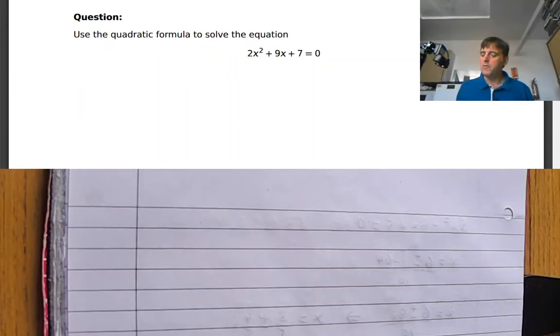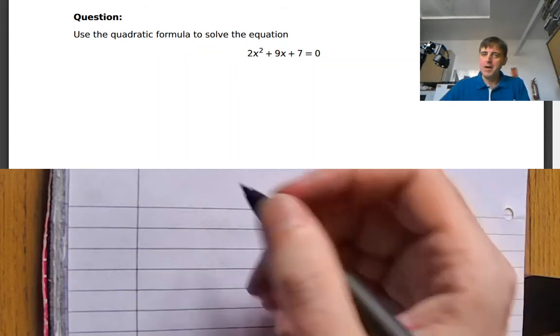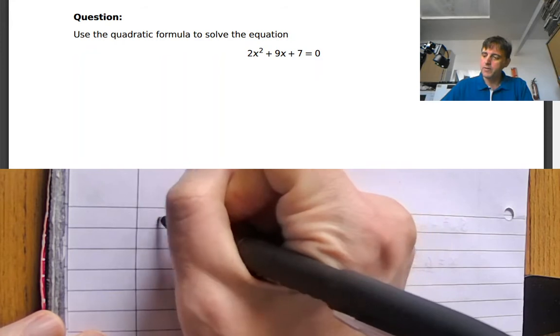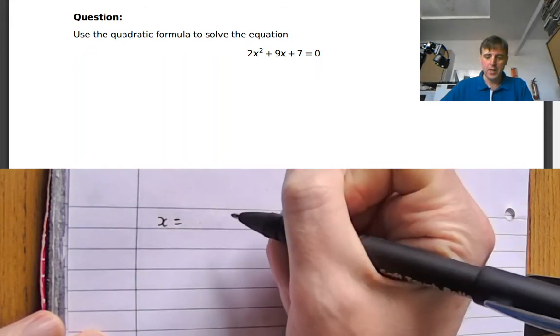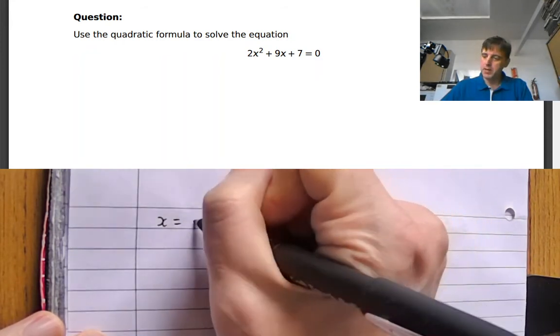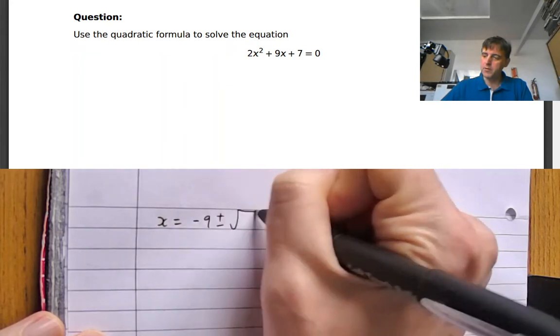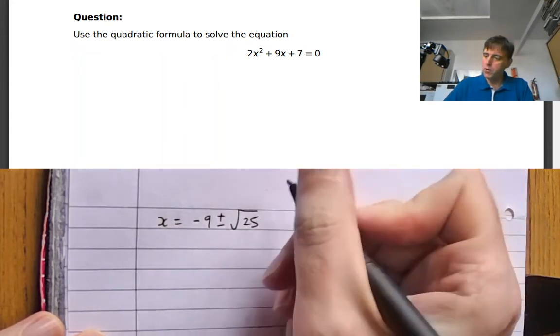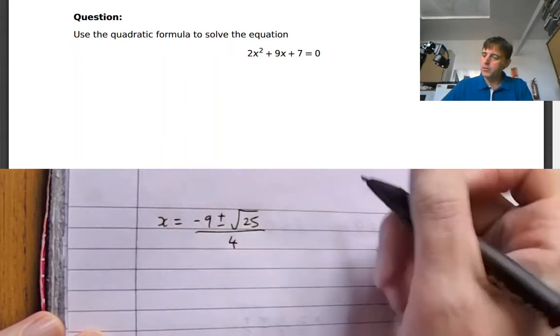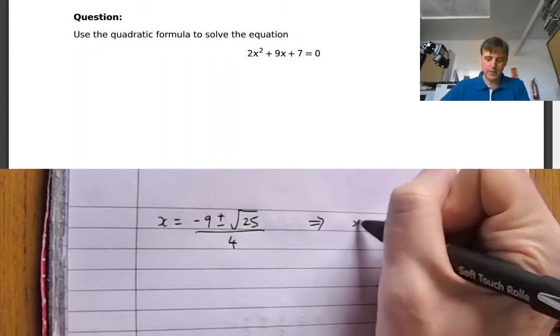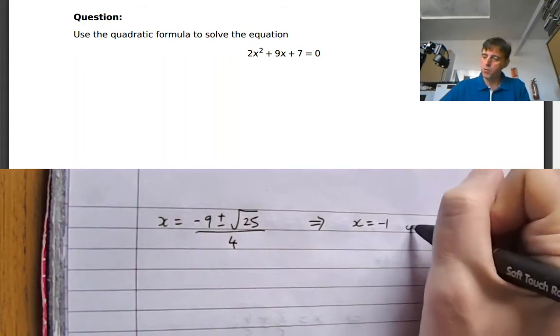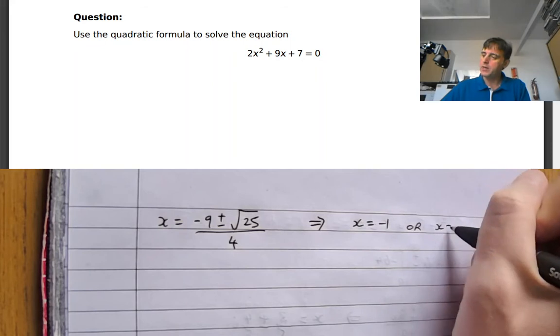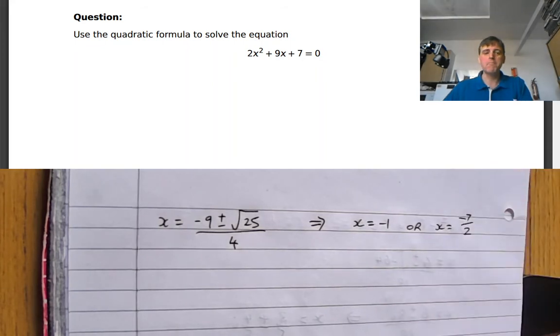Okay, so hopefully not too difficult for further mathematicians such as yourself. What you should have done here is you should have ended up with the quadratic formula. We'd end up with x equals minus 9 plus or minus the square root of 25 all over 4. And of course you can simplify that to end up with x equals negative 1 or x equals negative 7 over 2. So hopefully you got that right, no problems with that.